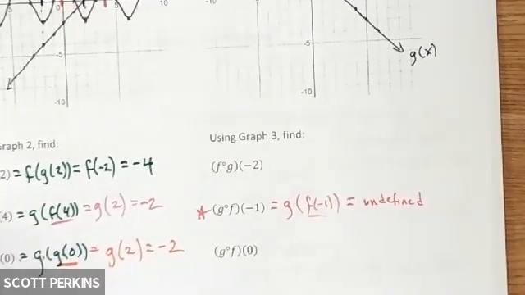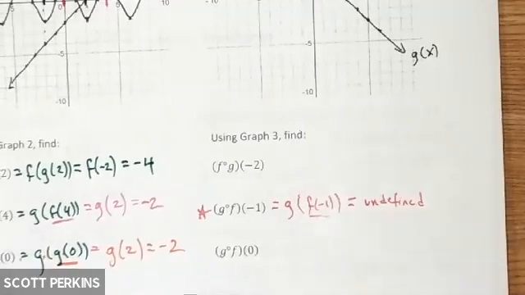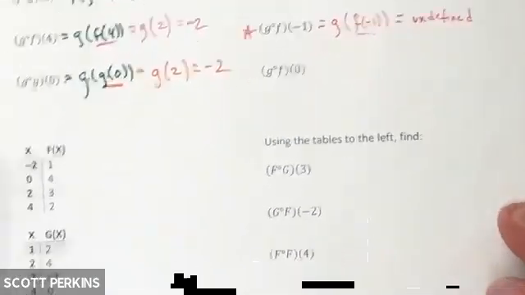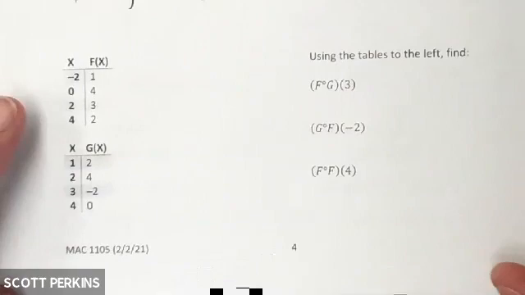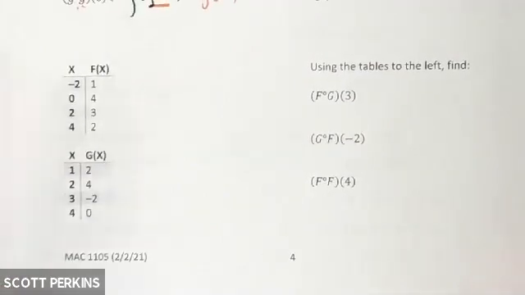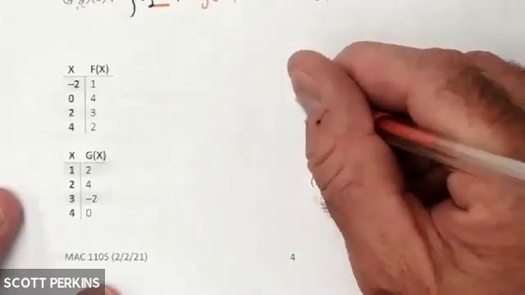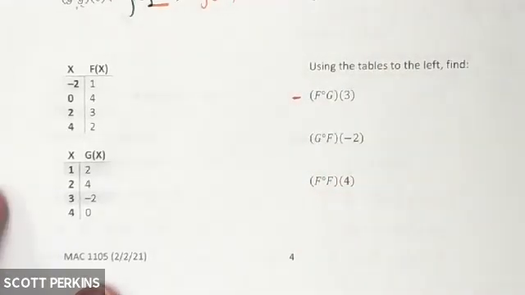All right, our last couple problems are just like those problems. I'm just giving you the different looks you're going to see. This time, instead of an equation or a graph, I gave you 2 tables. Let's go ahead and do the first one to see how you do with reading the table. Sometimes this gets a little goofy. So f composed with g of 3, please.